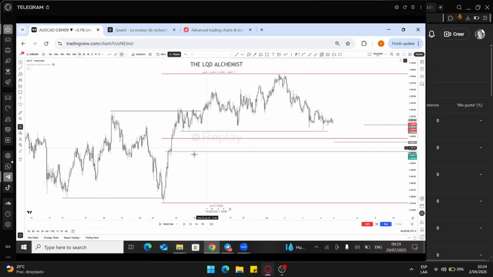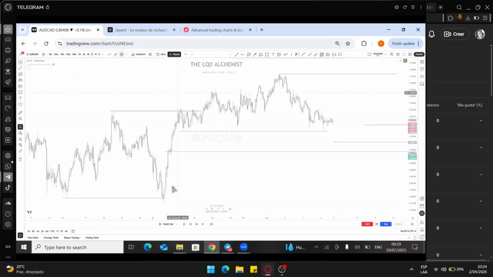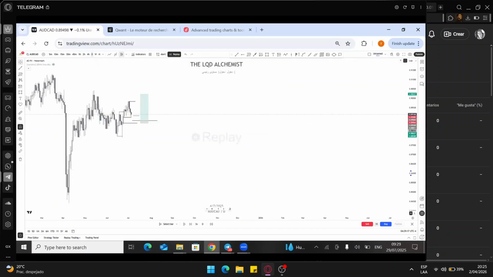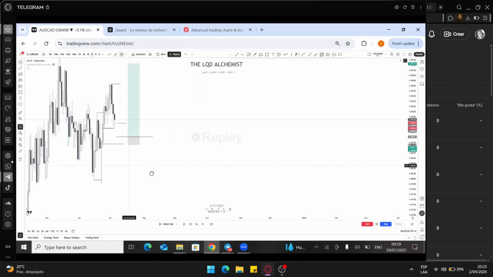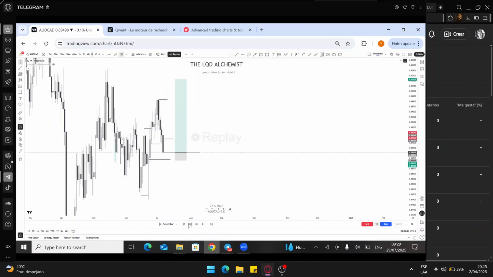And let's see if price actually comes back. Let me take this off so you don't get confused. Go to daily. Let's see if price actually comes to this line. See the sniper, exactly where I drew the line.